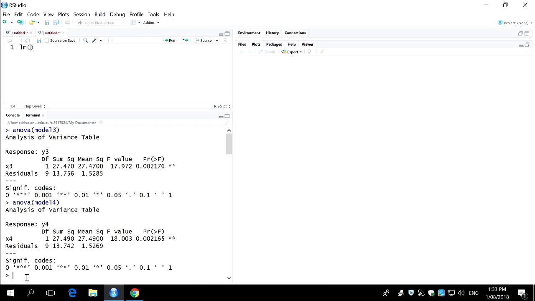Now, what have I not done to this data? I fit all sorts of models to it. What have I not done? I haven't looked at it. Cool. So let's look at it.